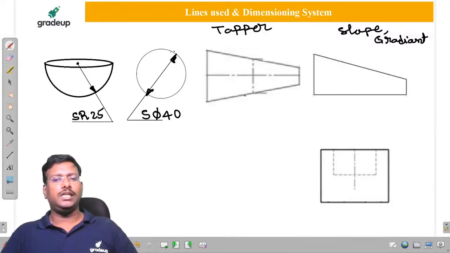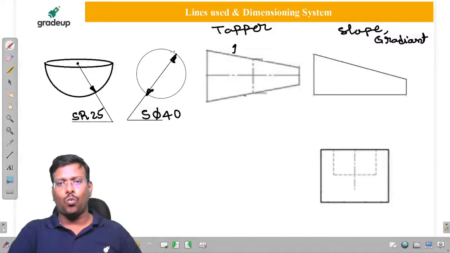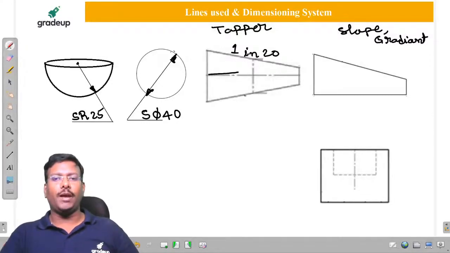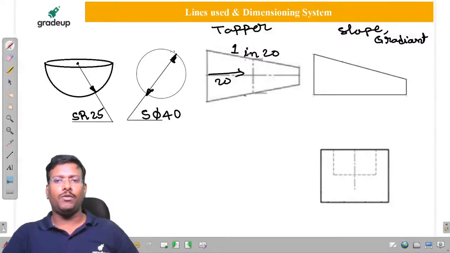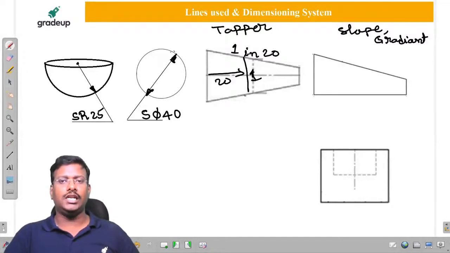Sir, how to represent this dimension? Whenever it is a tapered section, we are going to give this information like this: 1 in 20. So what is the meaning of 1 in 20? If you move 20 mm, 1 mm is the reduction. Is it clear? This is called taper.